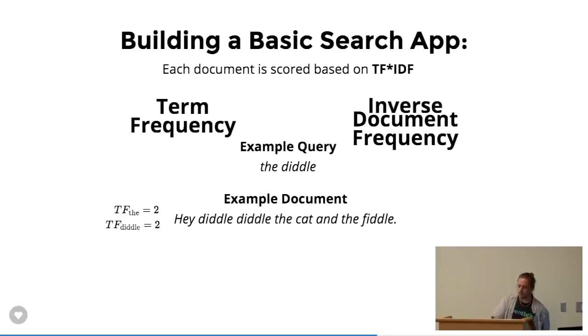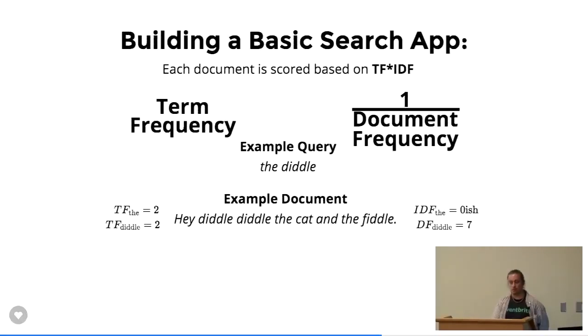Good. Inverse document frequency. Sometimes I just wish they'd called it document frequency and just put a 1 over it. Document frequency is how many times the term occurs, not in this document but across the entire set of documents. So document frequency for "the" is pretty high, so the inverse document frequency for "the" is just about 0. Makes sense? And the document frequency for "diddle," not a very common word, is that it only occurs in 7 documents. So it's actually very important, and it gets an inverse document score of 1 over 7, which is a lot higher than 0.